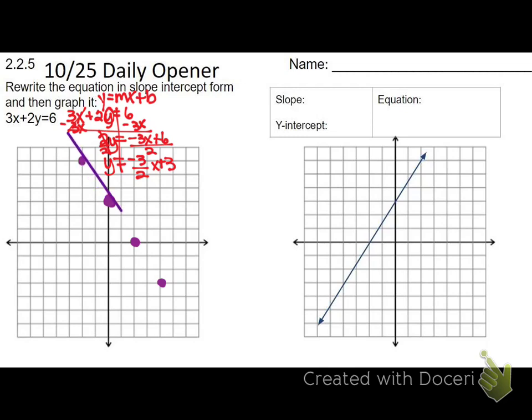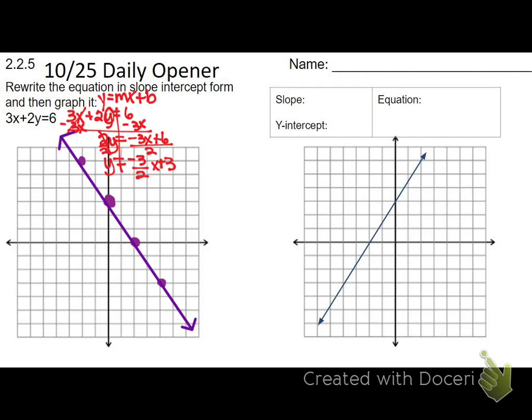Who thinks they like to draw these lines on here? There we go. How do we do on that one? Did you guys understand what it was asking you to do?